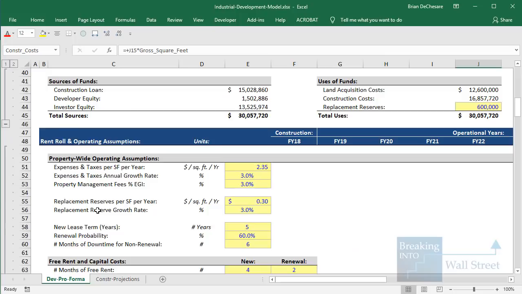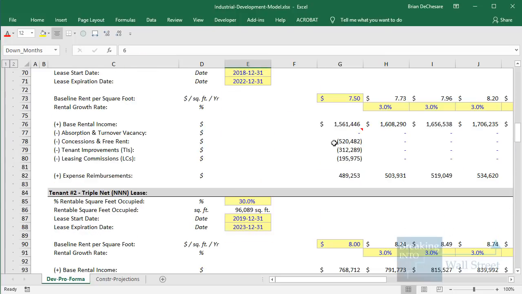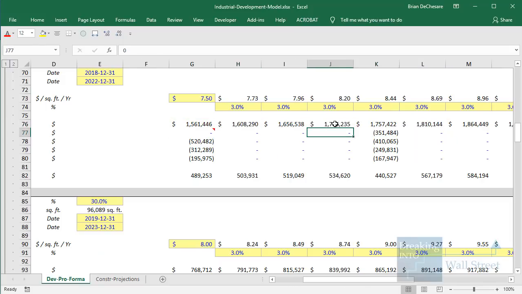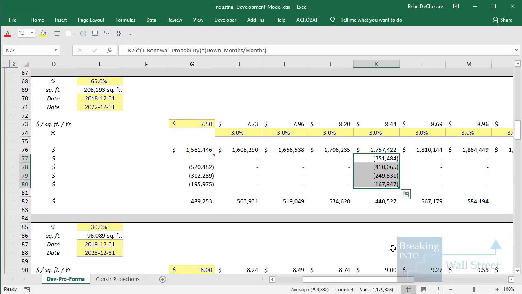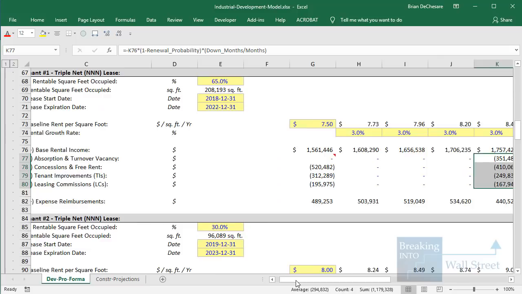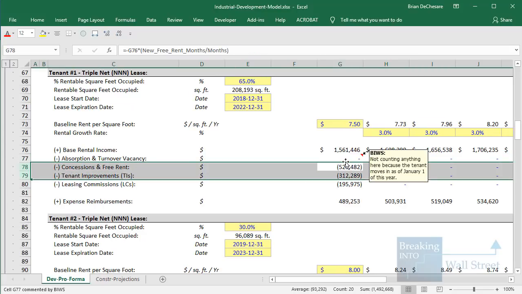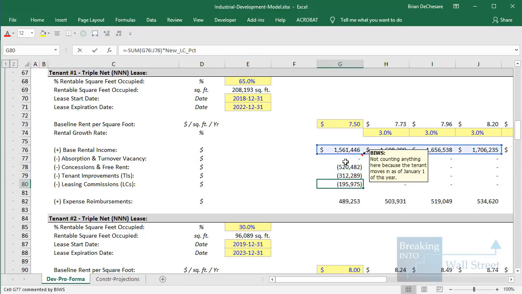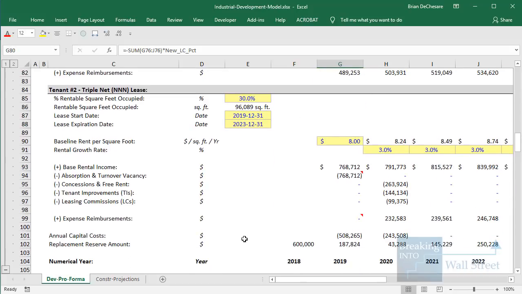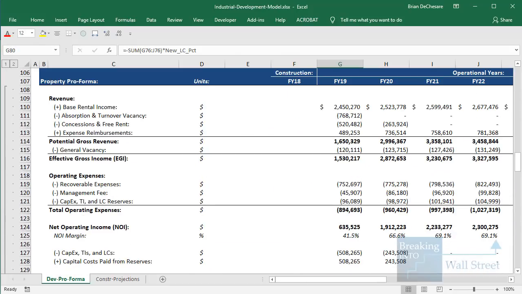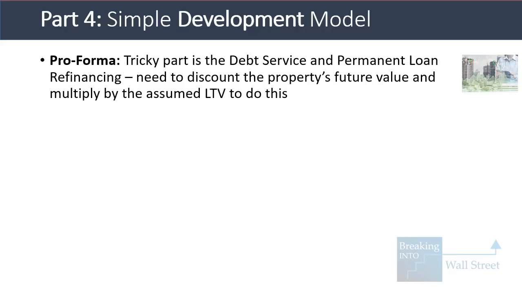If you go down and take a look at this, we have the base rental income for tenant number 1, and we have the year in which the lease is up and the turnover vacancy that might be possible there. We have concessions and free rent. We have the tenant improvements for when the tenant first moves in, the leasing commissions based on the term of the tenant's lease and a percentage of the total rent expected to be paid over that term. And we do the same thing for tenant number 2 as well. Then we use all that to come up with our pro forma.